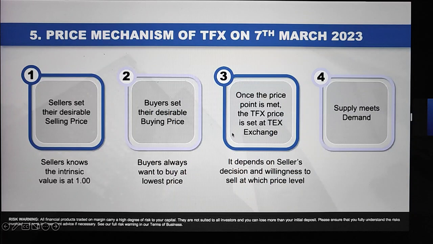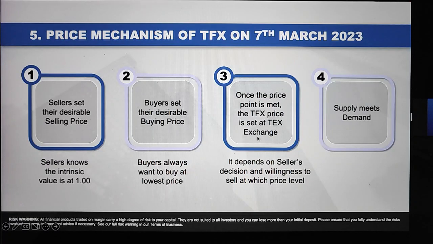So on the 7th of March, you may see all the sellers listing at 1, and buyers may list at 20 cents, 30 cents, because they want to buy at the lowest. But when the supply and the buyer's price don't meet, there's no price set in the exchange. Once the price point is met, the TFX price is set at the TX exchange.